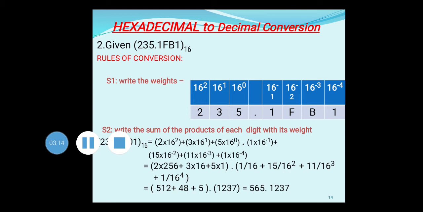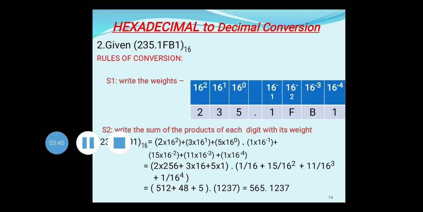Now the next hexadecimal number I have taken is 235.1FB1. If you check, this hexadecimal number has an integer part as well as a fractional part. The integer is 235 and the fraction is 1FB1. You are going to apply the rule as shown here.